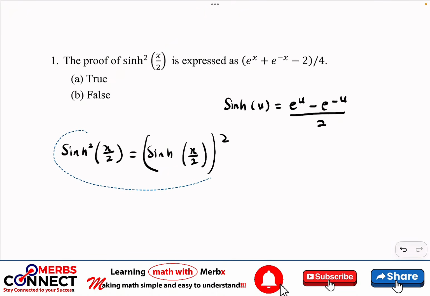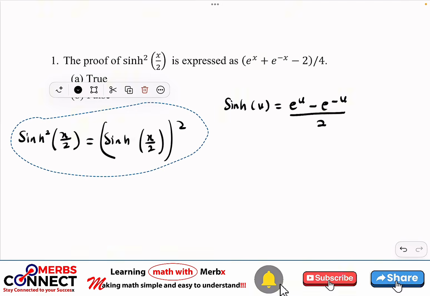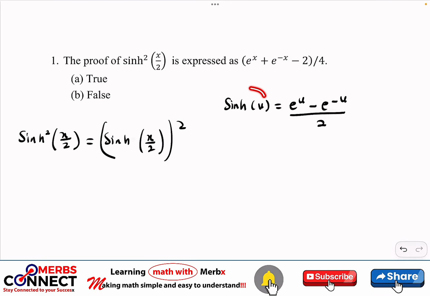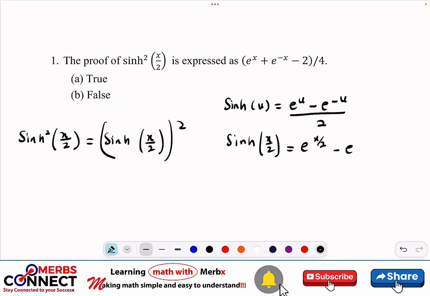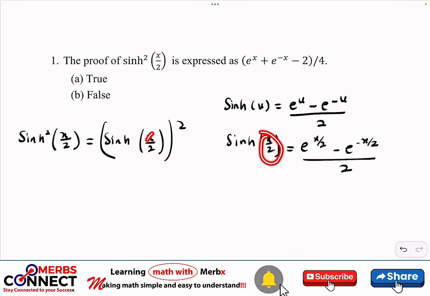So the idea is that we try to establish this. Now that we have this, we want to form this one first. So we can say that u is the same as x over 2. So now we can replace it by that. So we are going to have e to the power x over 2 minus e to the power minus x over 2 divided by 2. So we just replace the u by x over 2, which is here.